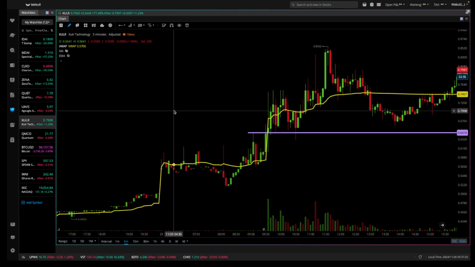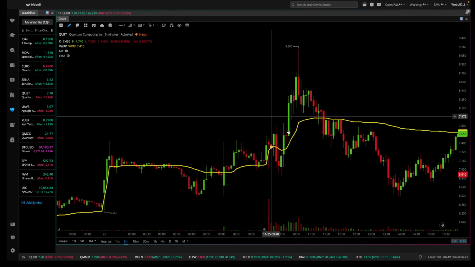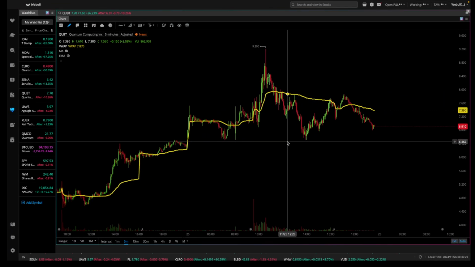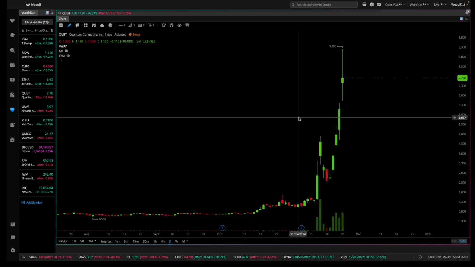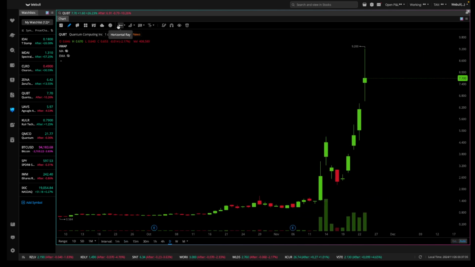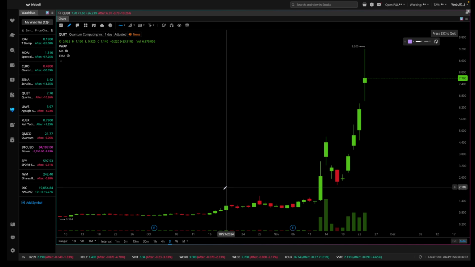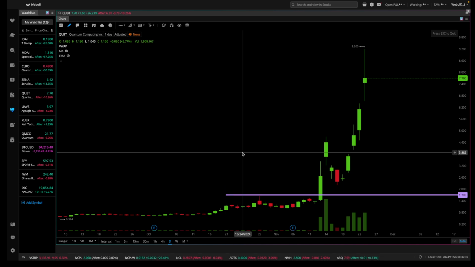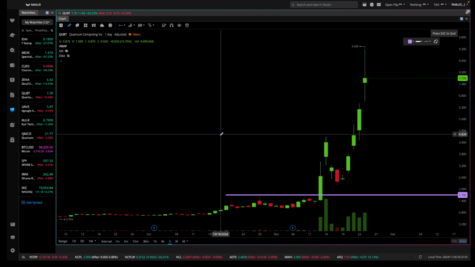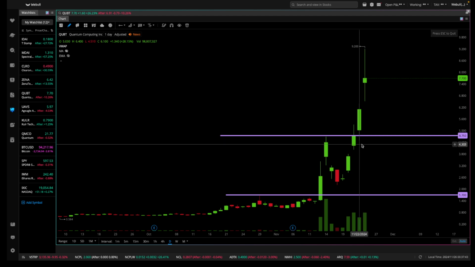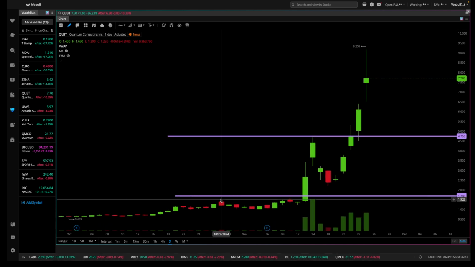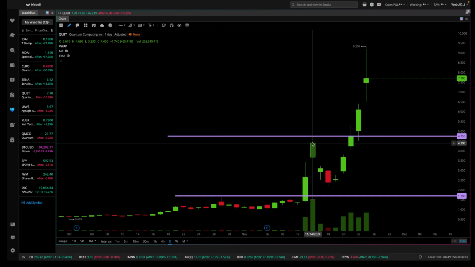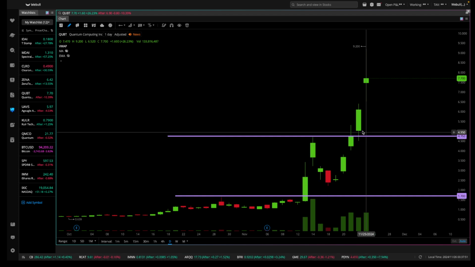QUBT was a perfect example of a multi-day runner. Why was this a good example? Number one, the theme. But even though the quantum theme was good, the main factor for me is that we broke daily levels, and from these daily levels we continued on. Daily level number one was 1.65. We broke, we came back down. Then when we broke our second daily level, this became a multi-day play.